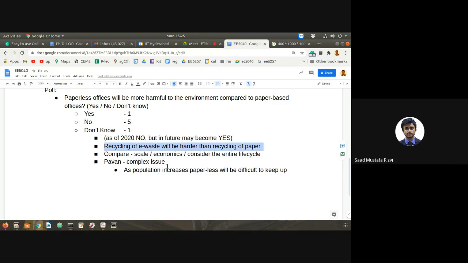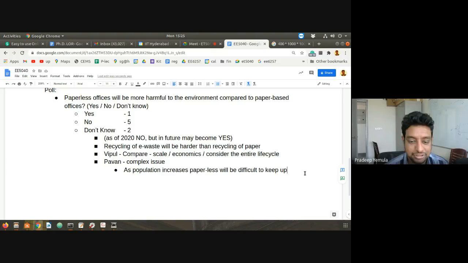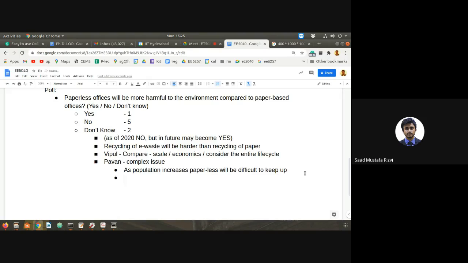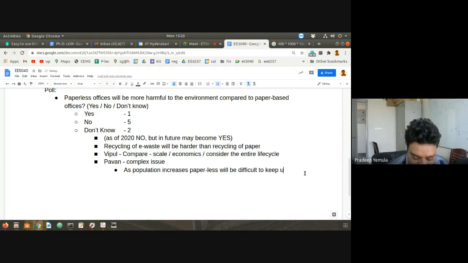Yes, sir, it sounds actually very counterintuitive. Because if the population is increasing and we are going for paper, that means we are cutting more and more trees. The problem will increase multifold. So it sounds paradoxical. Who is this? What is your name? Rizvi, sir. I'm not convinced on this point. Okay, that's fine.